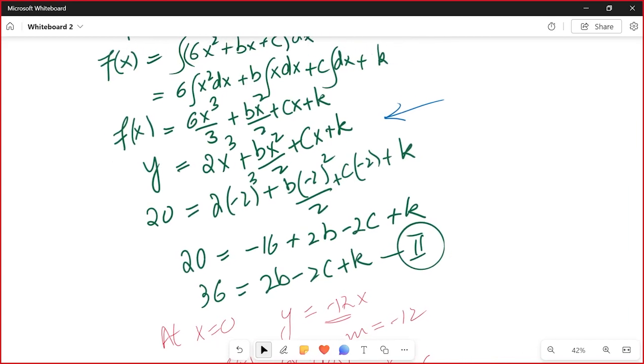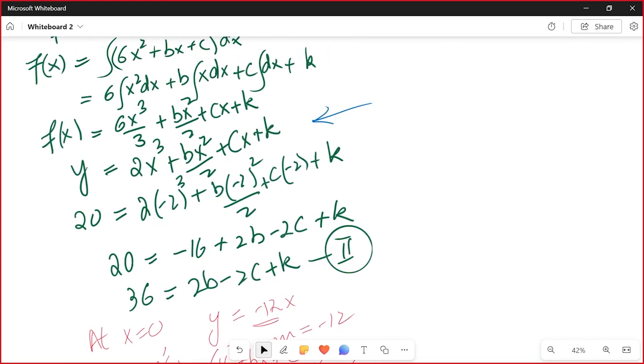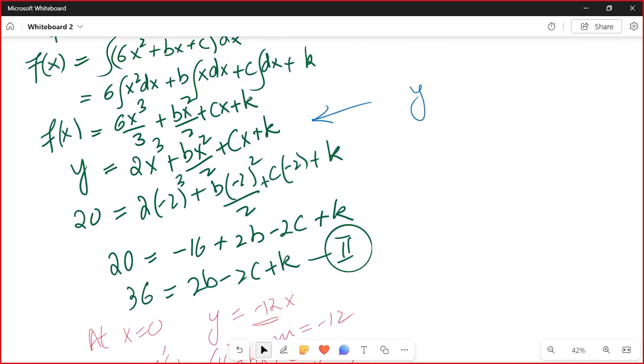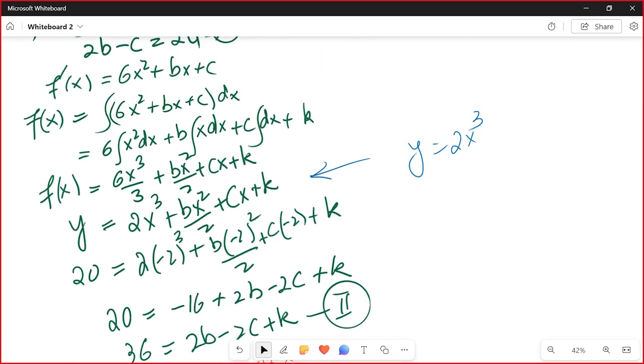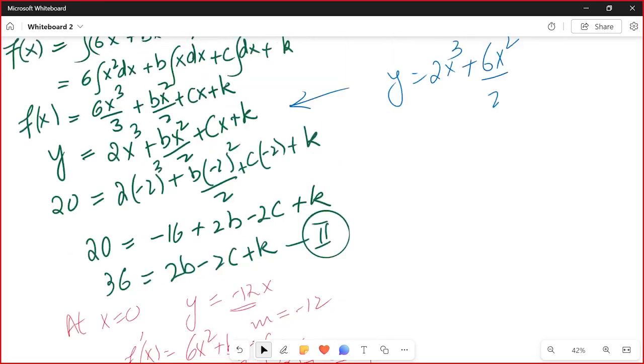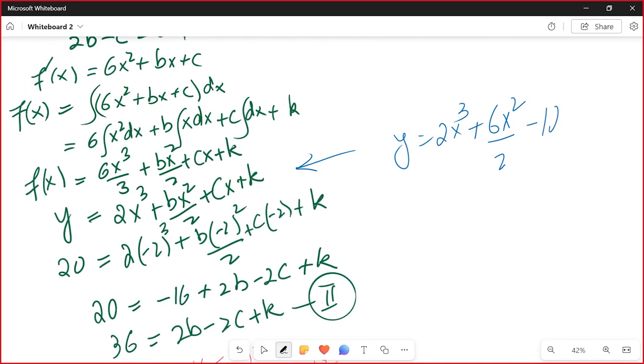2x cubed plus bx. So should I write it here instead of going down? We have y is equal to 2x cubed. What is the value of b we found out? b was 6. Plus 6x square over 2, and c we had found was minus 12. Minus 12x plus k. Now we do not know k, but we can find k.